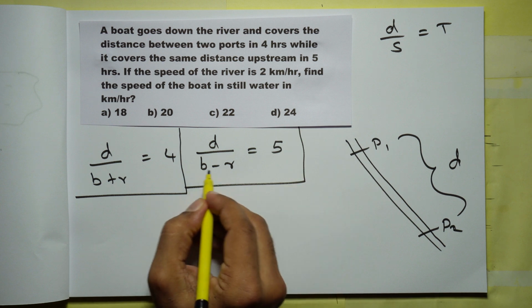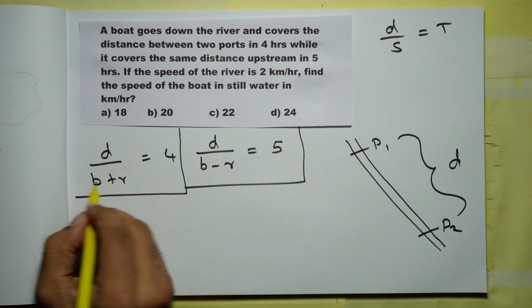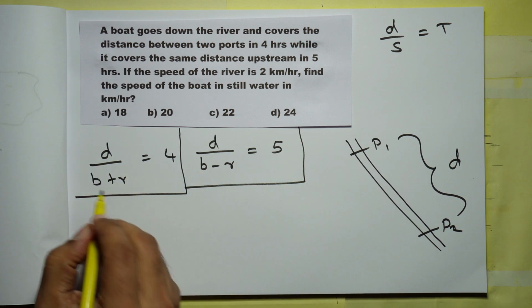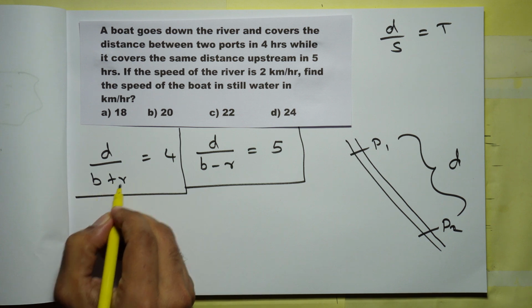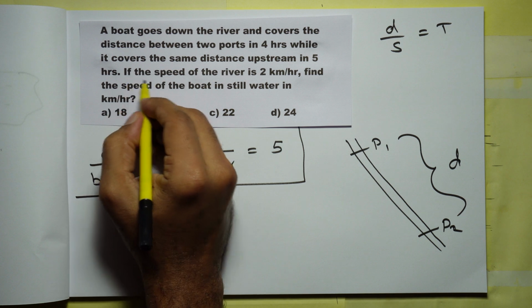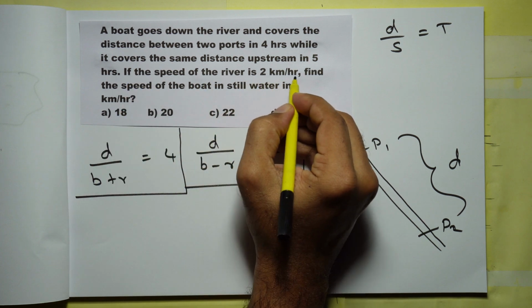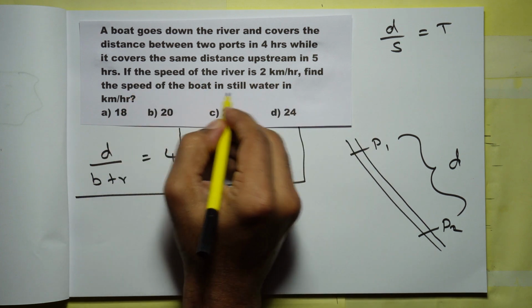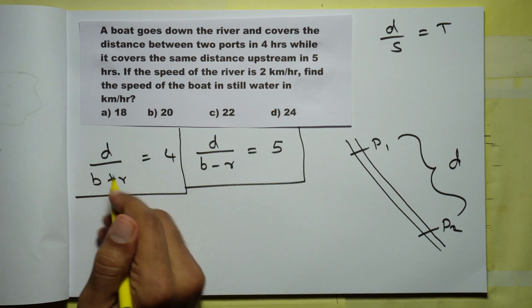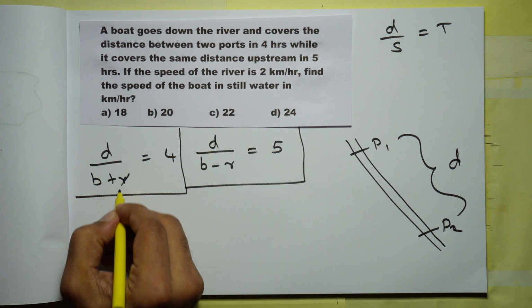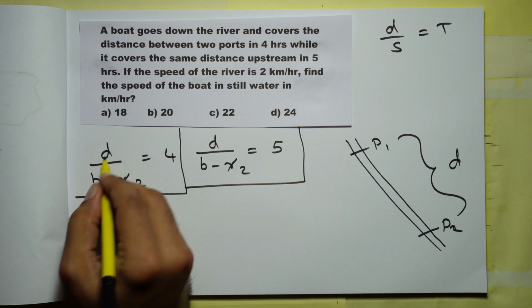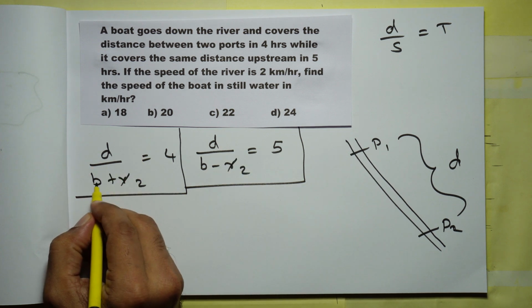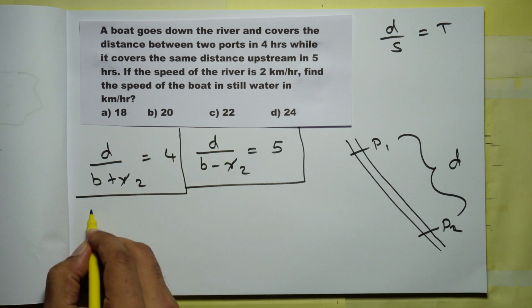Upstreaming effective velocity is b minus r and downstreaming effective velocity is b plus r, where b is the speed of the boat in still water and r is the speed of the river. If the speed of the river is 2 kilometers per hour, find the speed of the boat in still water. So r is equal to 2. So we can substitute 2 here. So here you will get d is equal to 4 into b plus 2.